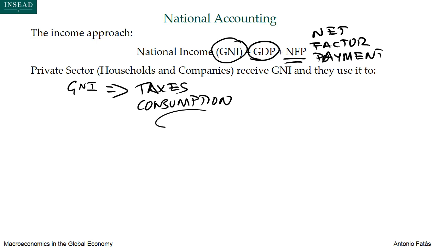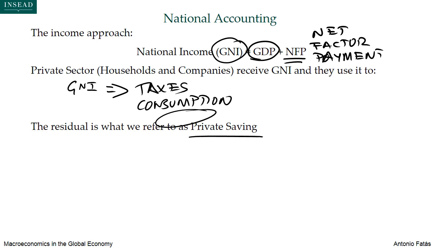And then there's going to be a residual. Whatever does not get spent on taxes and consumption, that residual, we're going to call it private saving. So a definition of private saving is very simple. It's the income of a country minus private consumption minus taxes.